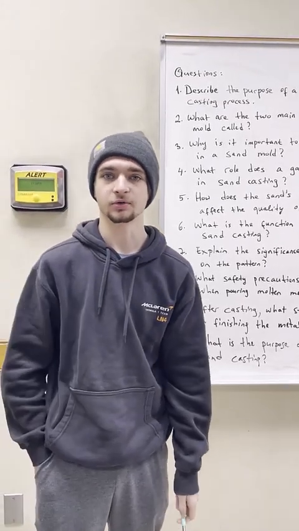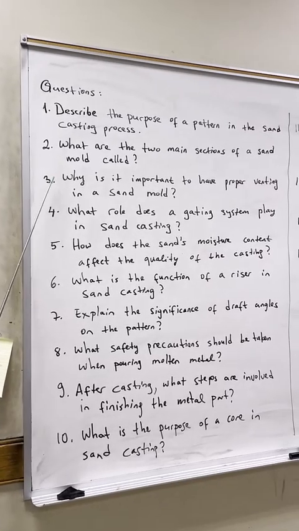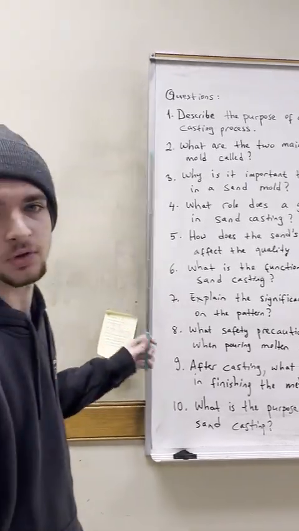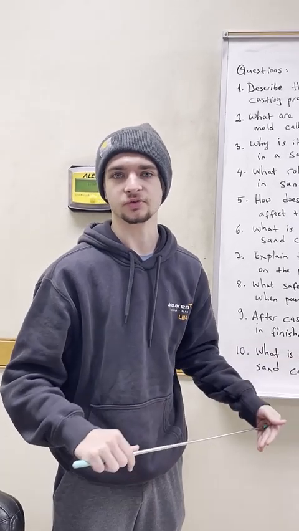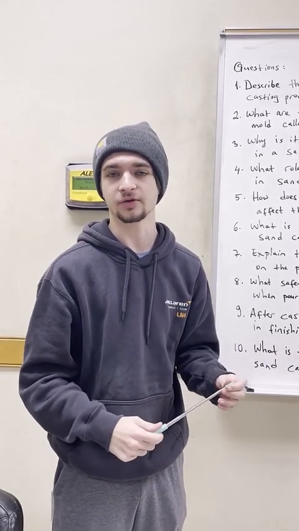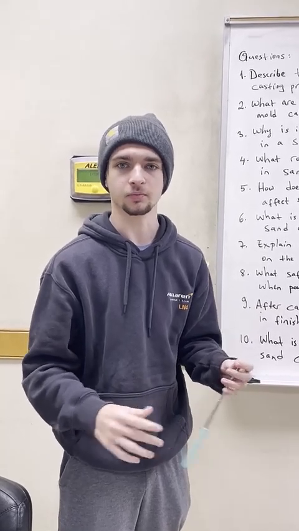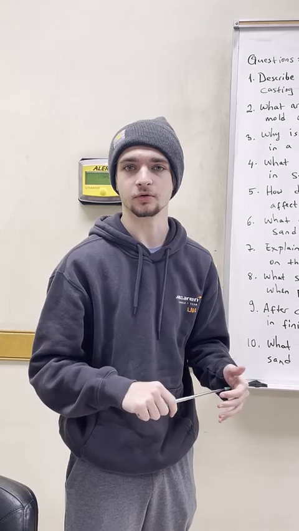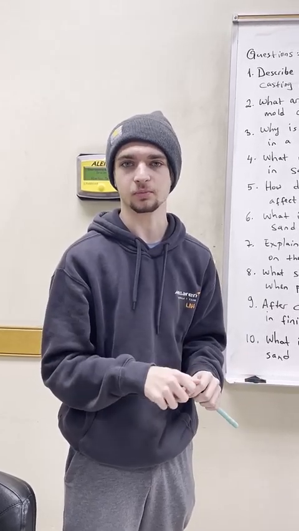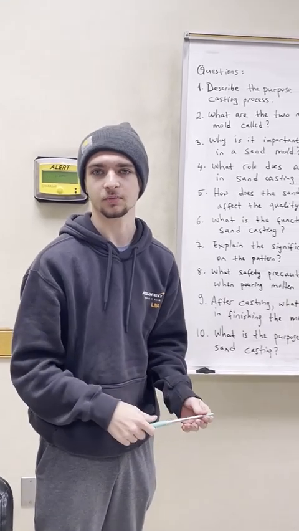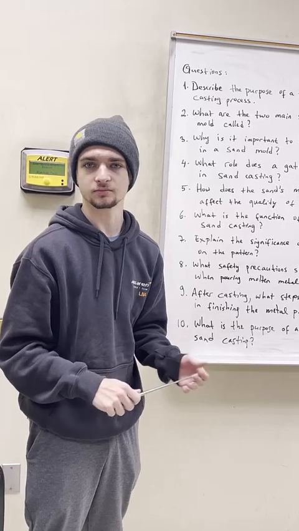My name is Evan Hopkins. My question was number 3, why is it important to have proper venting in a sand mold? These are little channels that go down to the center of the mold to allow gas to escape. The gas comes from pouring the molten material into the mold, and the gas escaping prevents bubbles from being formed, which can cause deformations in the casting. Thank you so much.